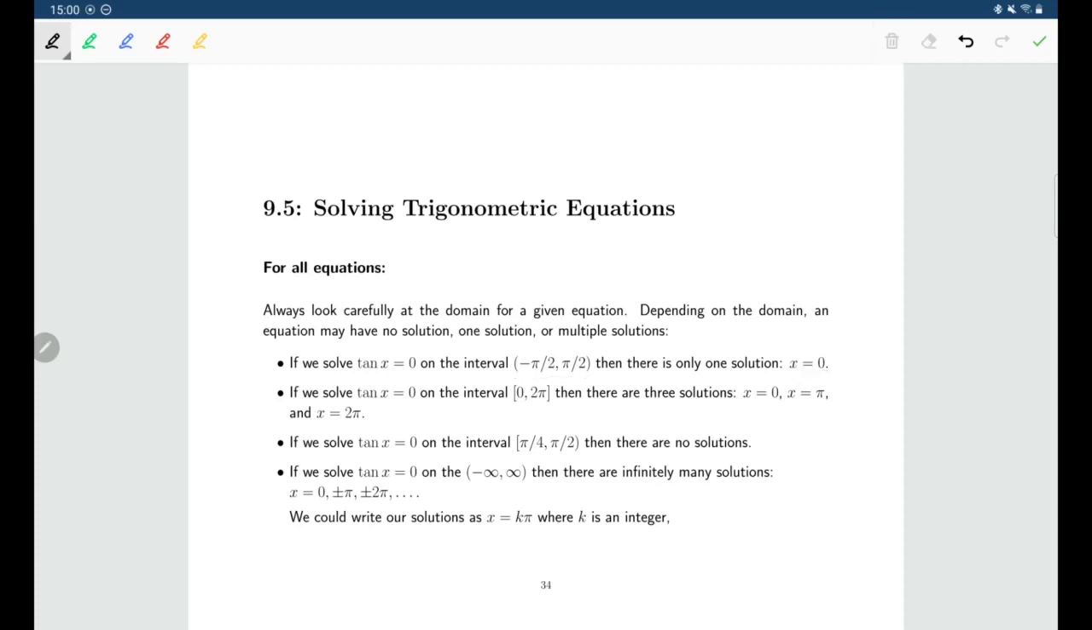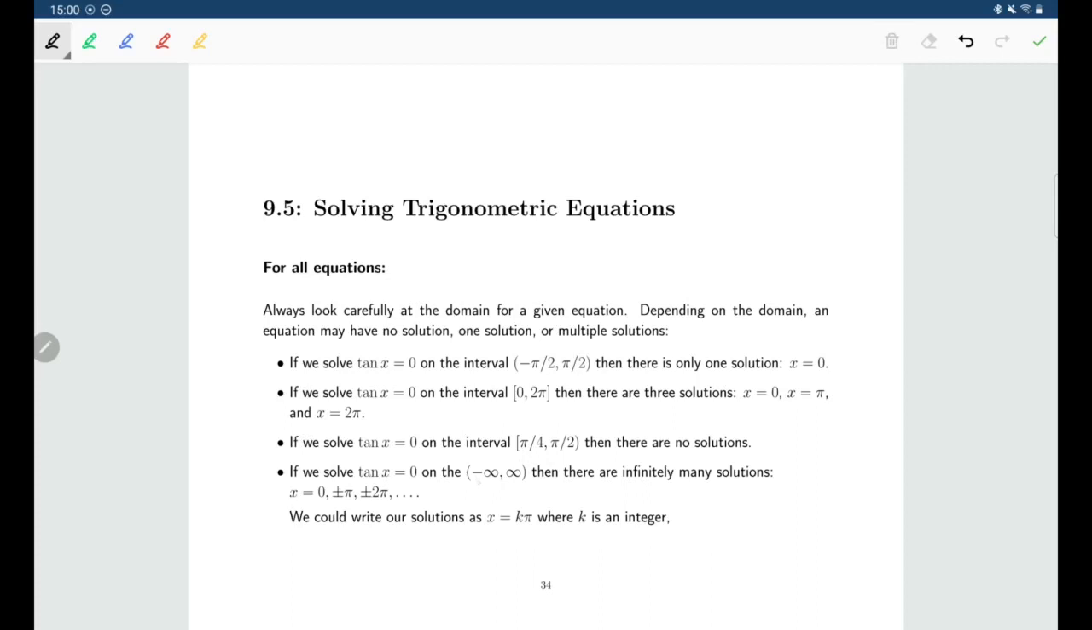But if I tell you instead to look over the interval from 0 to 2 pi, there's three places where tangent is 0, at 0 and at pi and also at 2 pi. There might be no solution if I say, please only look between pi over 4 and pi over 2. Tangent of x is never 0 there.